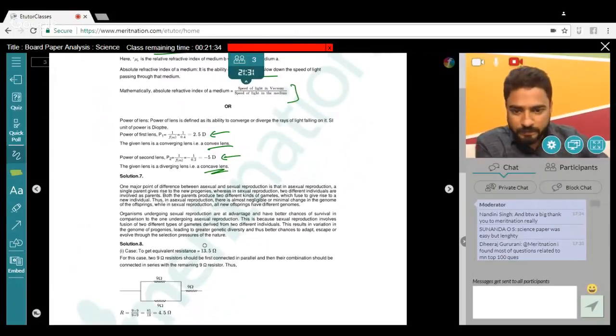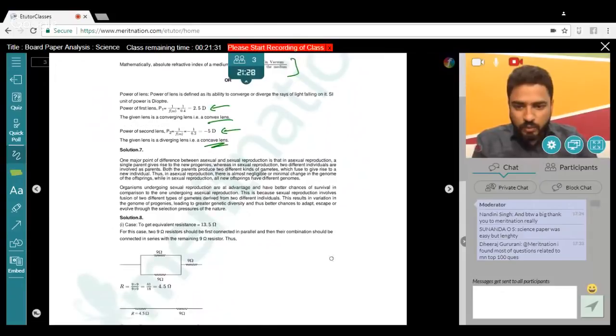Moving on to the next portion, question number 8. As I had told you previously in my strategy session, if a numerical is asked from the current electricity chapter, then it is definitely going to be based on the series and parallel combination of resistors.